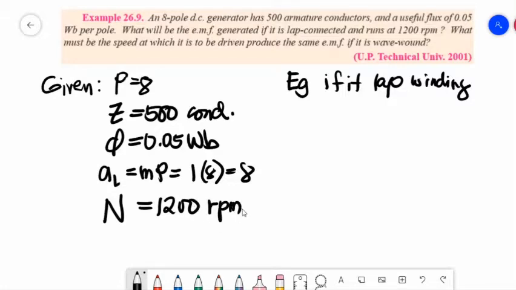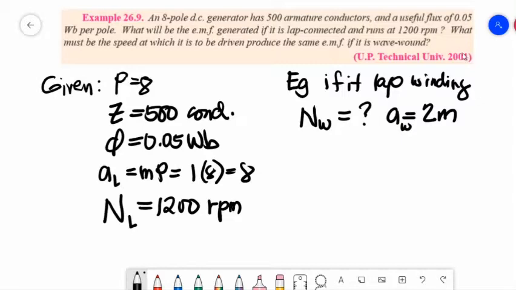The second requirement is the speed at which it must be driven to produce the same EMF if it is wave wound. This one is lap connected, and we are required to get the speed when wave connected. If it is wave wound, A is equal to 2M.